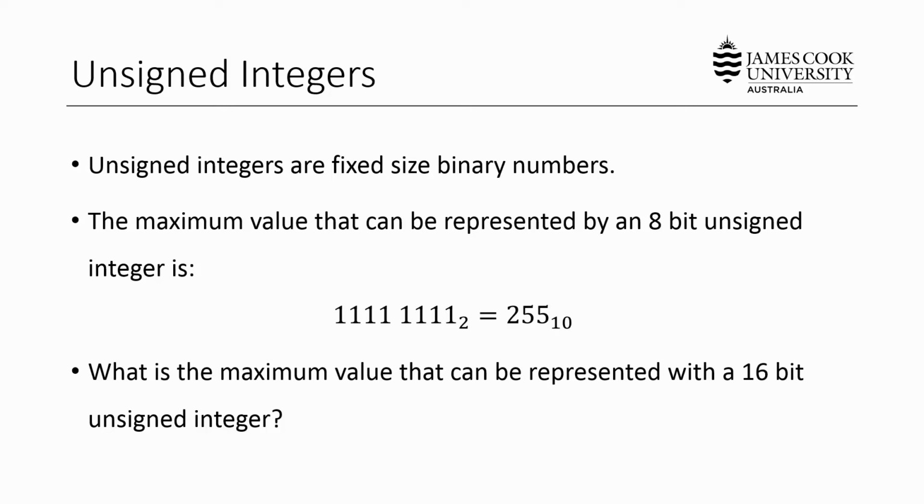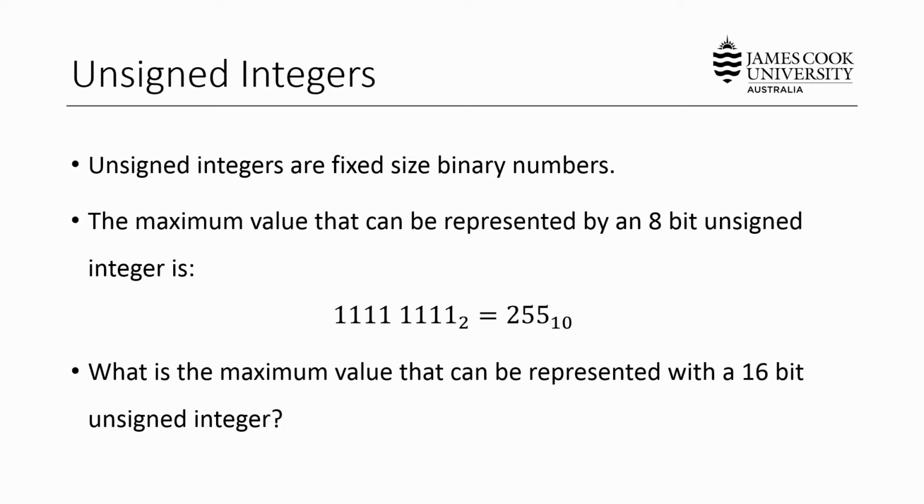So unsigned integers, that's a data type that we use to represent positive numbers, positive whole numbers. They are always a fixed size in binary numbers. The maximum value that can be represented by an 8-bit unsigned integer is a 1 in every single column. That's the maximum digit that we can use, and if we put that into every single column, it's going to be 2 to the power of 7 plus 2 to the power of 6 plus 2 to the power of, and so on, and that result is 255.